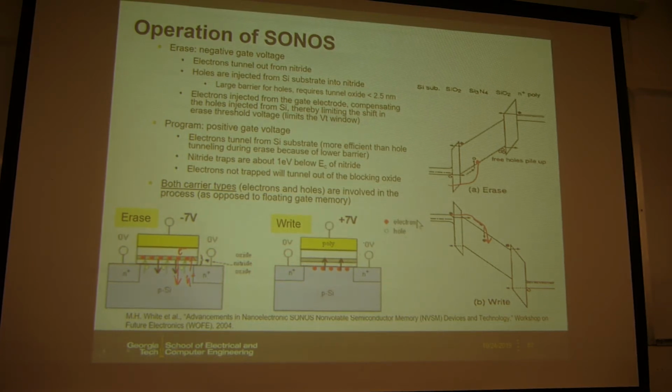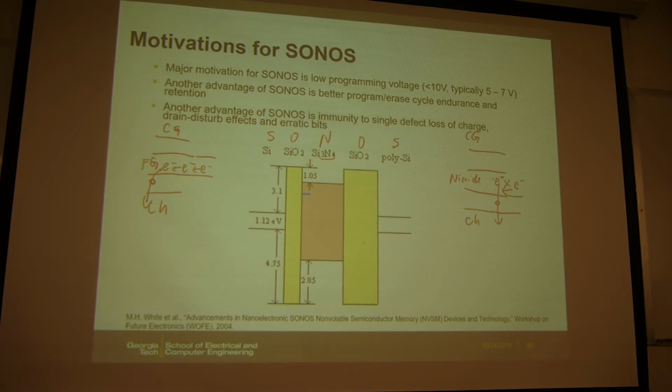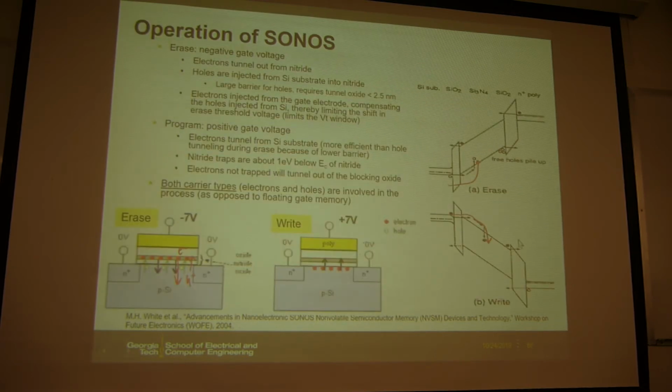So the reason that the holes can move in this case is because of the band diagram in this structure. The barrier for the holes in this case, I think, is lower than before. So because here the barrier for the holes in this case is smaller, both carriers, electrons and holes, are involved in the process. So it's more efficient.